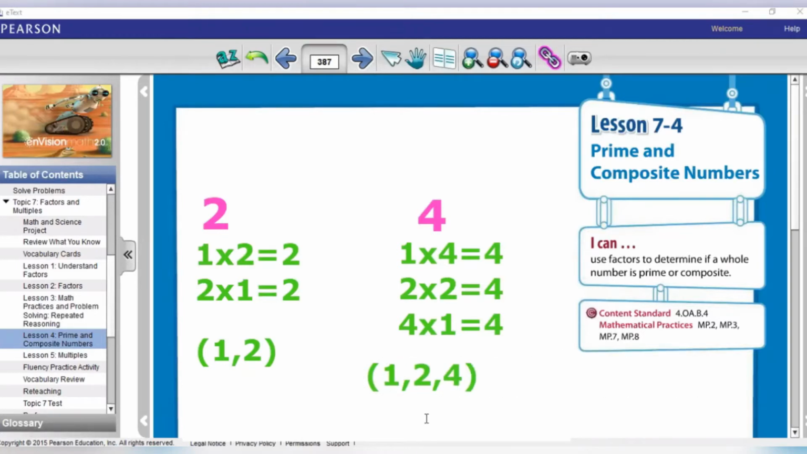Since the number has more than 2 factors, this number is a composite number. From here I can define the composite numbers as all the whole numbers greater than 1 that have more than 2 factors. Let's start our lesson.